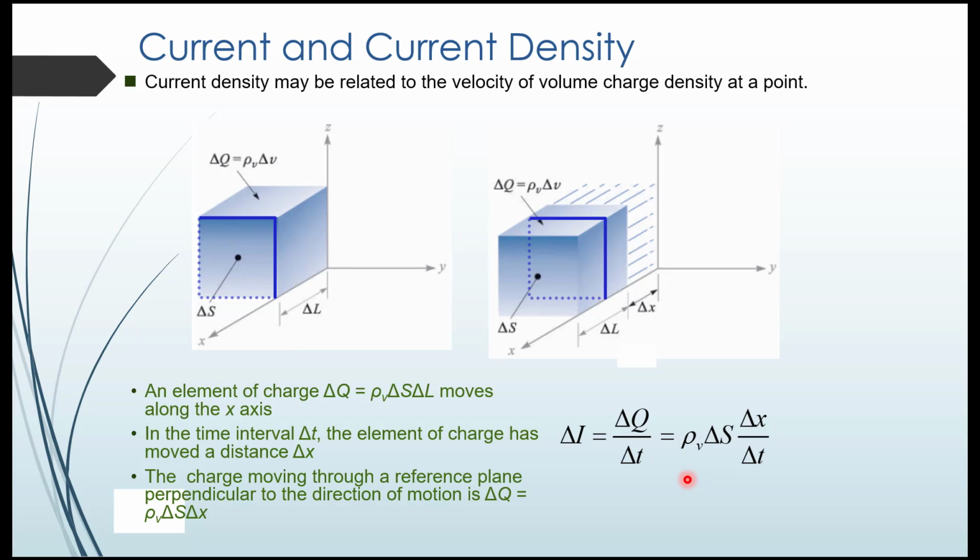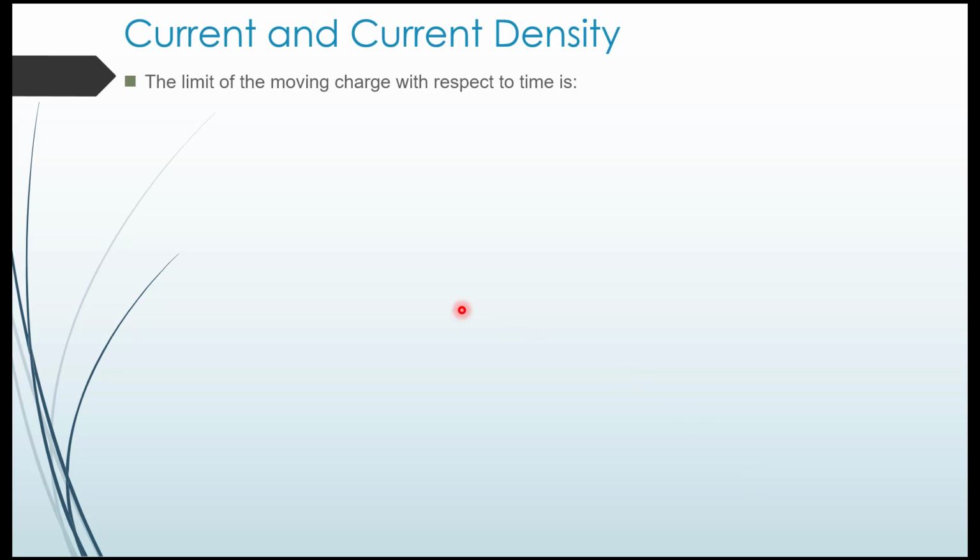So if the current density can be related to this velocity of volume charge density by this equation as delta I is equal to rho v into delta s into vx, where vx is the velocity with which that volume has been moved. The limit of moving charge with respect to time is therefore delta I, and it is equal to rho v into delta s into vx.